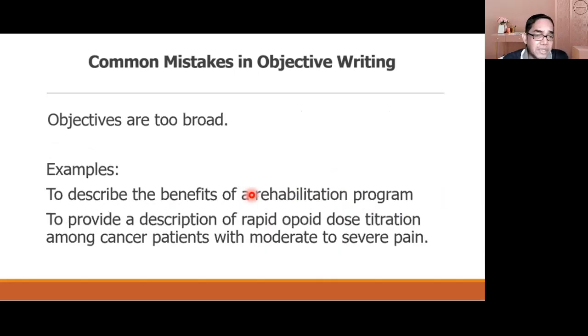Objectives are too broad. For example, to describe the benefits of a rehabilitation program, or to provide a description of rapid opioid dose titration among cancer patients with moderate to severe pain. So very, very broad. You need to be specific, as I said. Objectives should always be specific.